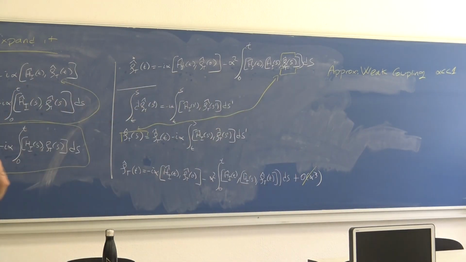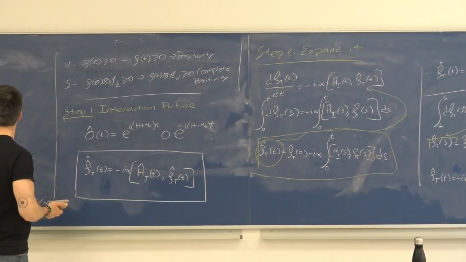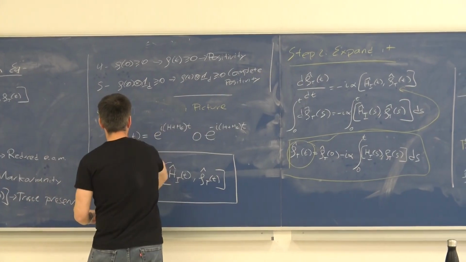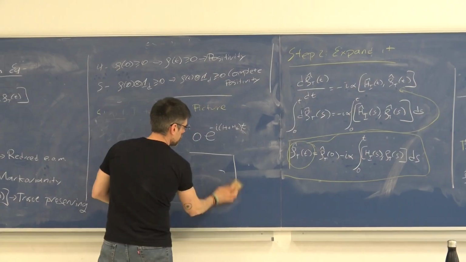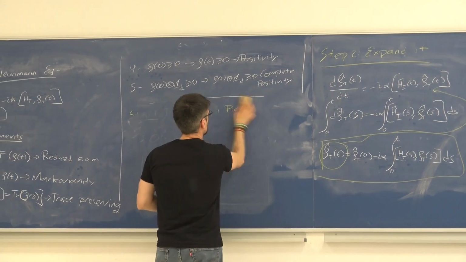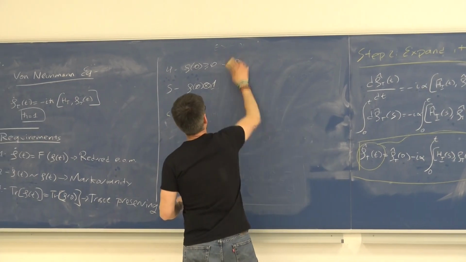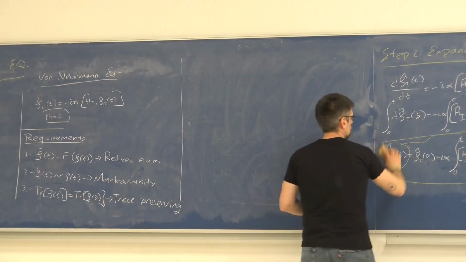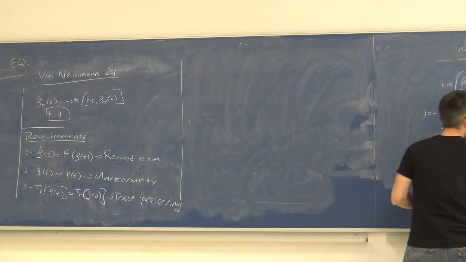So let me go back and erase a little bit. Let's try to keep this. So start here. Now we have our equation that depends only on the state of the system at time t. But it still has several problems.